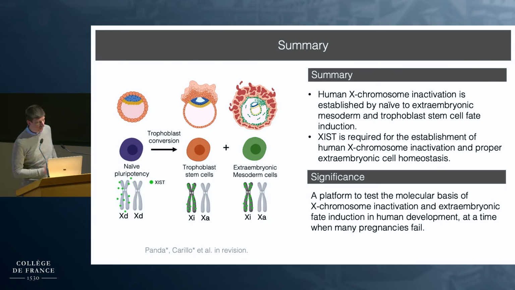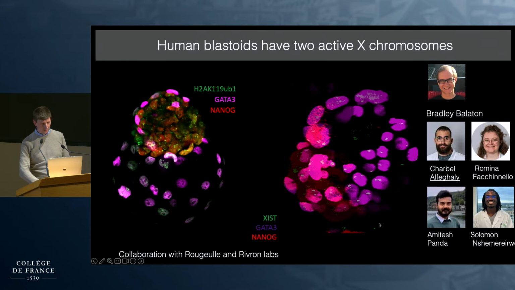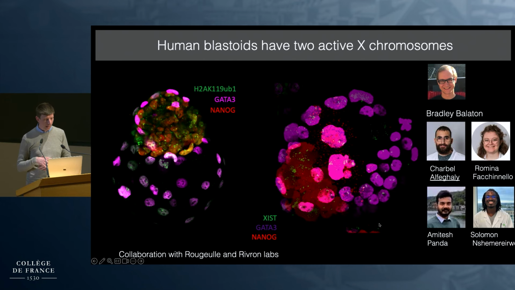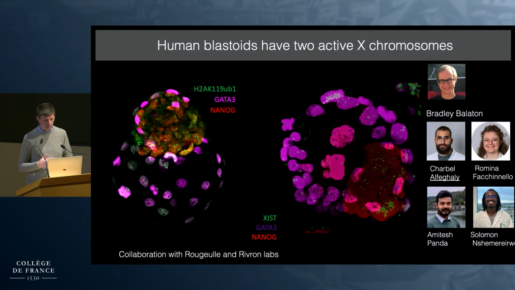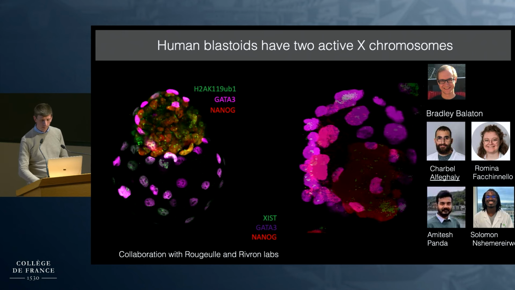We find XIST is required not only for the establishment of X chromosome inactivation, but we think for the proper homeostasis of extraembryonic cells in human. And we think that we now have a platform where we can test the molecular basis of X inactivation. And I want to finish by also mentioning, like Claire, that now we're very excited to also use stem cell-based embryo models, blastoids, to examine X chromosome states and the role of XIST in early human development.